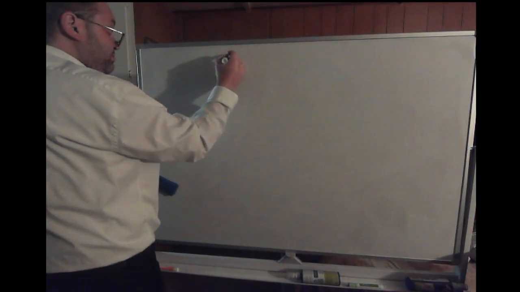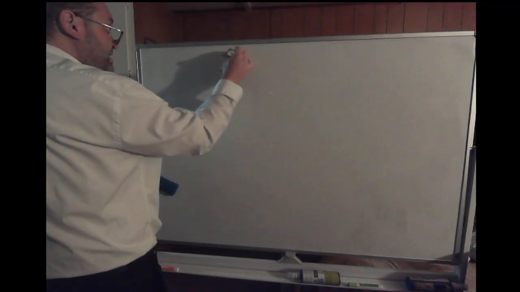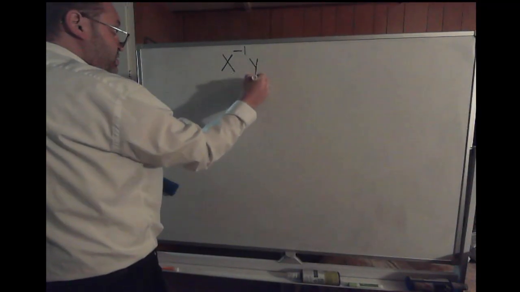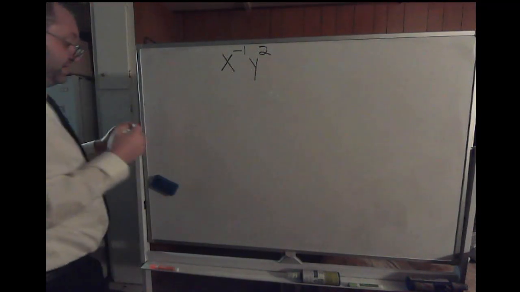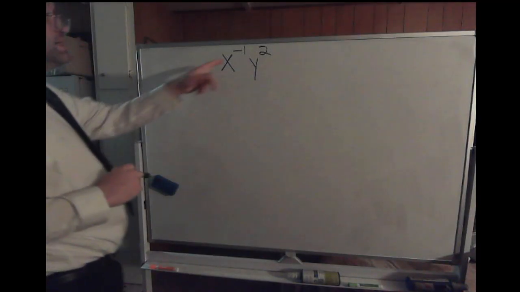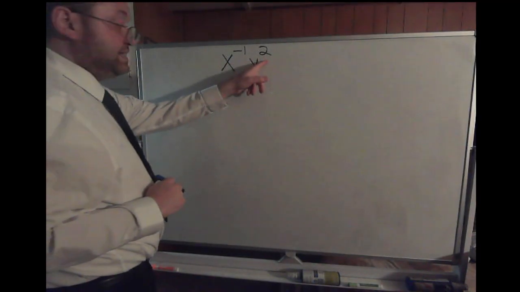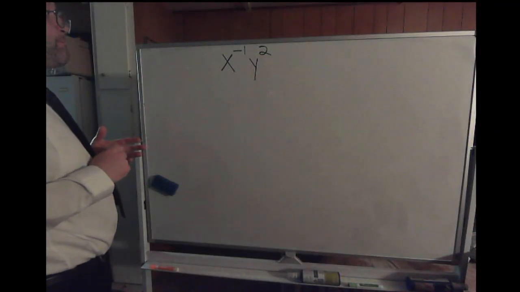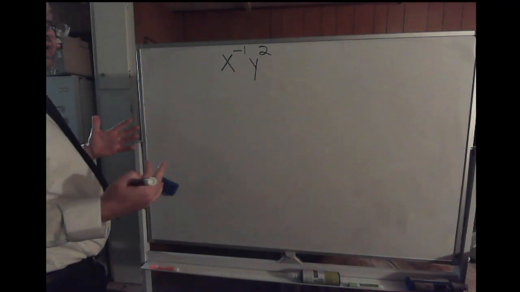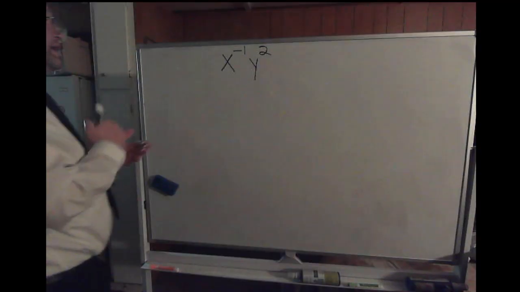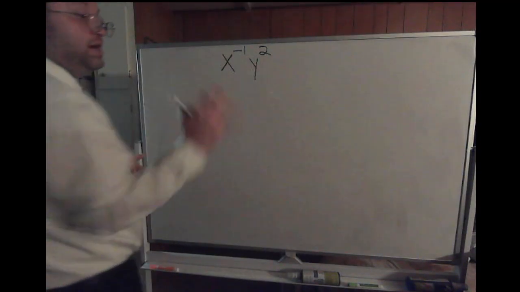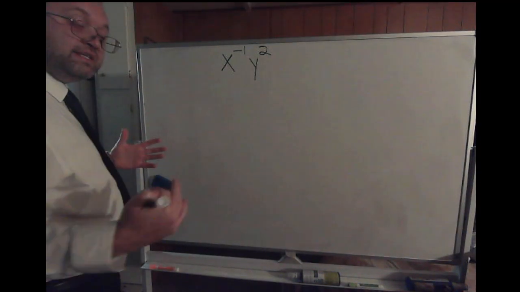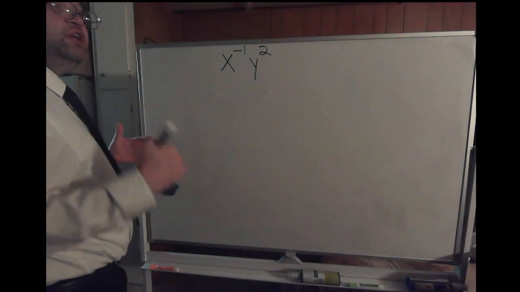Another different type of problem. We have x to the negative first, y to the positive second. Well, we have two variables, okay? What's going to happen here is that y to the positive second, since it's positive, it stays in the numerator.